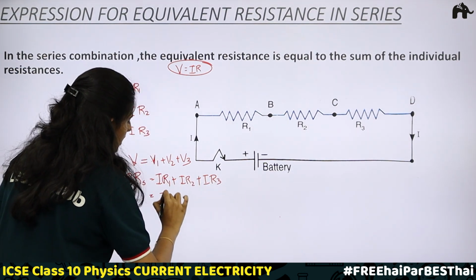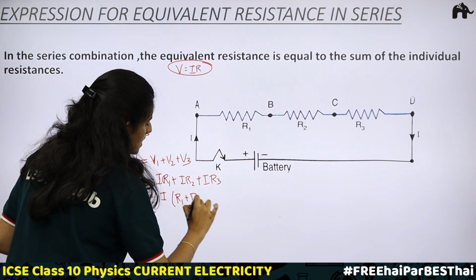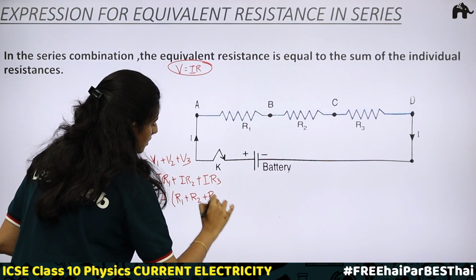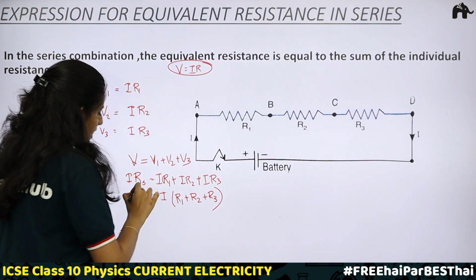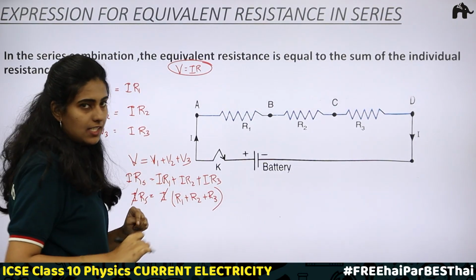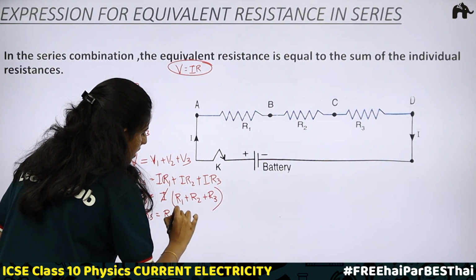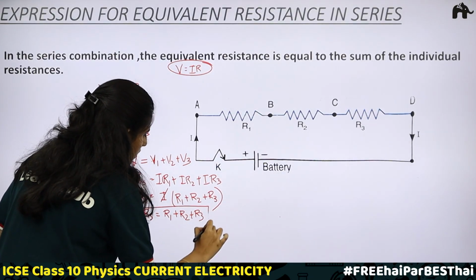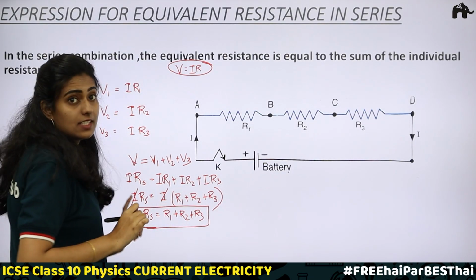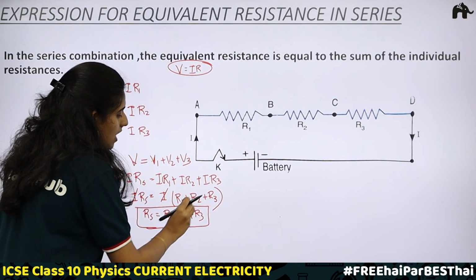Taking I common, you will get I into R1 plus R2 plus R3, which is equal to I Rs. I can cancel this I from both sides, as it is common. Then Rs is equal to R1 plus R2 plus R3. So this is how you can find the effective resistance in series combination. Rs is R1 plus R2 plus R3.